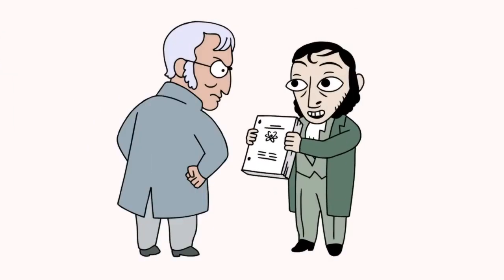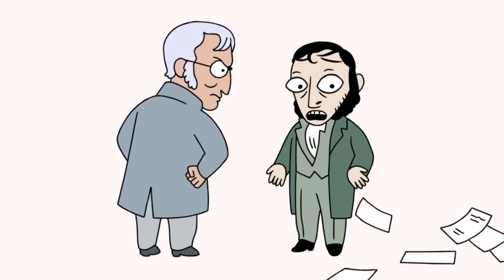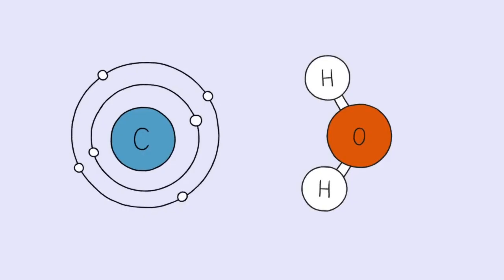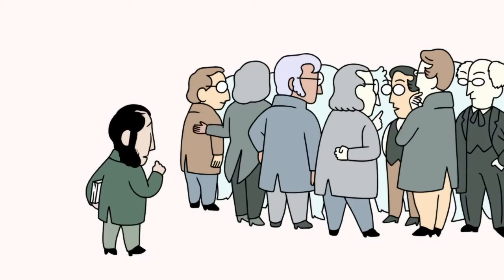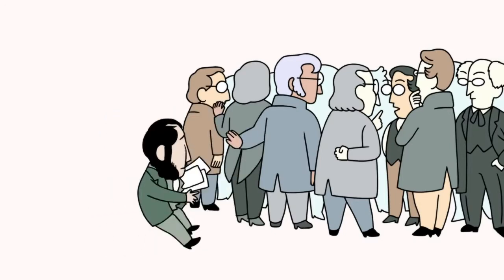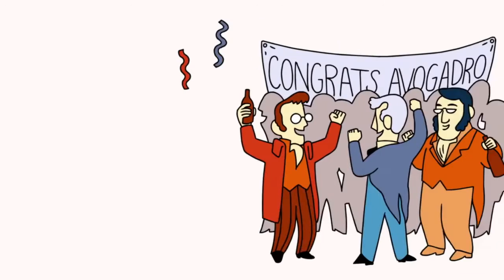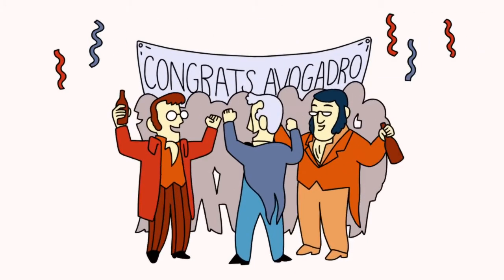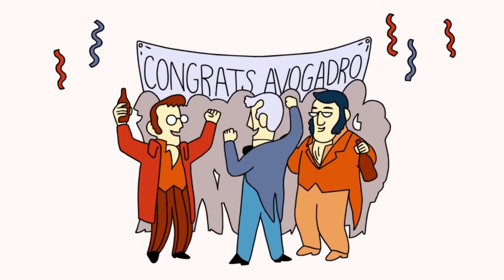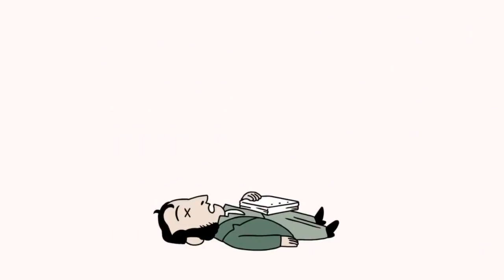Unfortunately for Avogadro, most scientists didn't accept the idea of the atom, and there was no way to prove he was right. There was no clear difference between atoms and molecules. Most scientists looked at Avogadro's work as purely hypothetical and didn't give it much thought. But it turned out he was right. By the late 1860s, Avogadro was proven correct, and his work helped lay the foundation for the atomic theory. Unfortunately, Avogadro died in 1856.